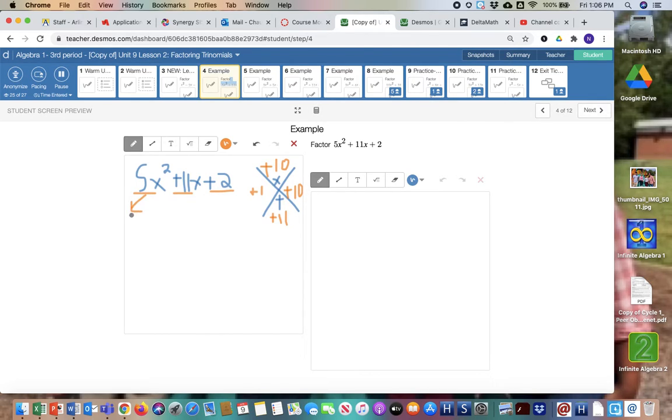Okay, just like I did on the last example, I bring down the first term. So the 5x squared comes straight down. I bring down the plus 2. It comes straight down. I split the middle, the 11x, into what we just found, right? So what did we just find? Oh, the 1 and the 10. So you can pair them up wherever you want. I'm going to put the 10x here and the 1x here, although really you could do it either way.